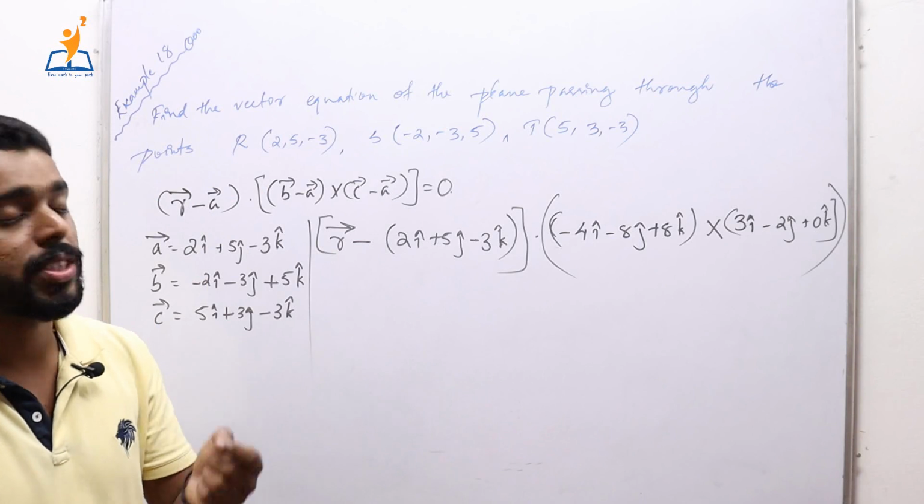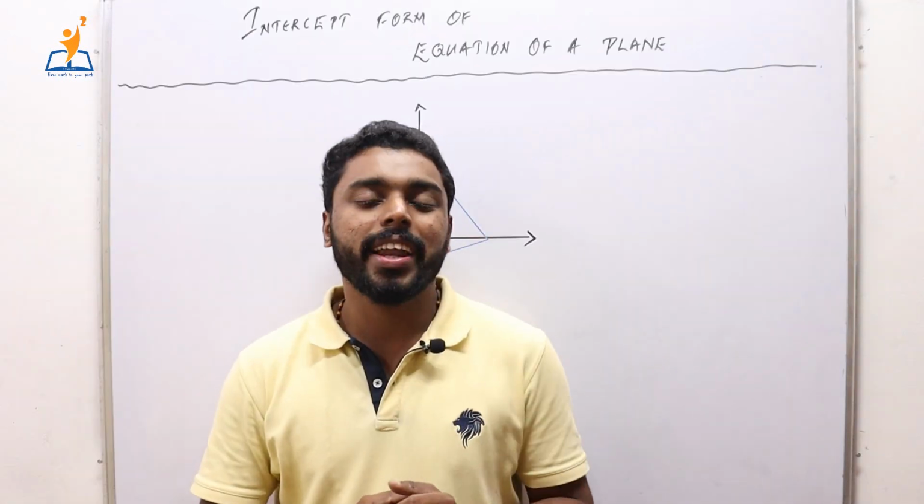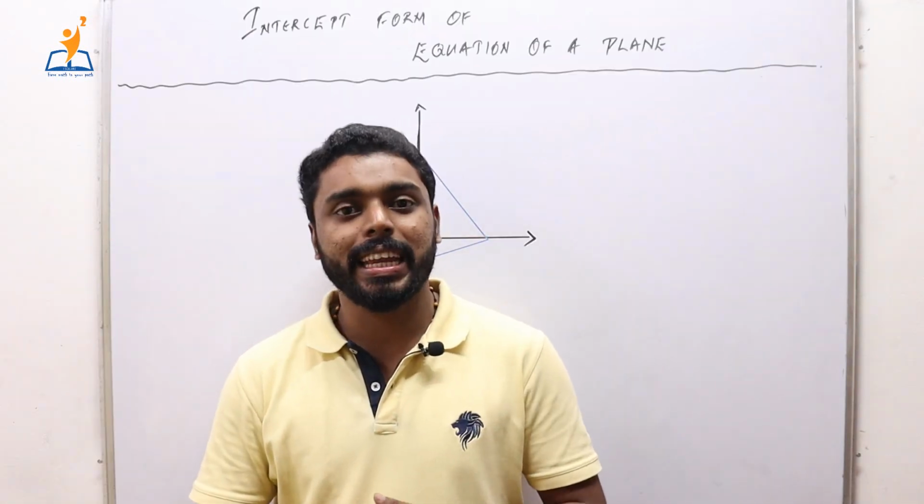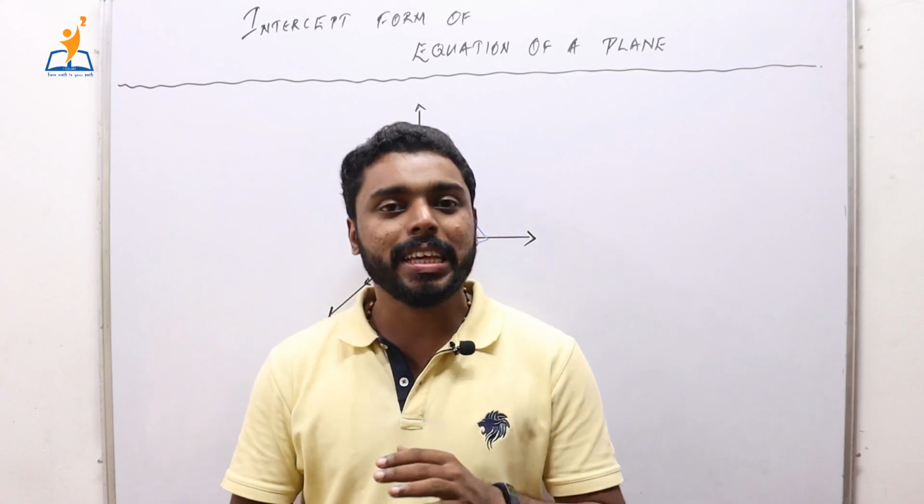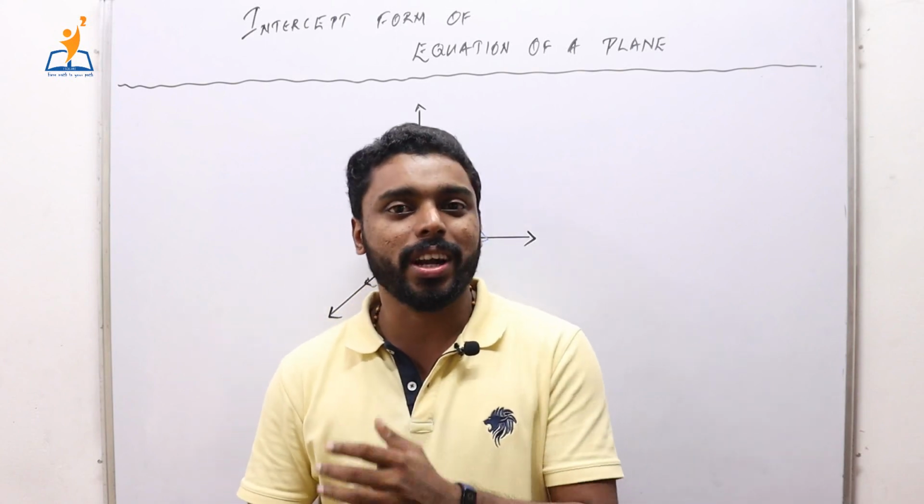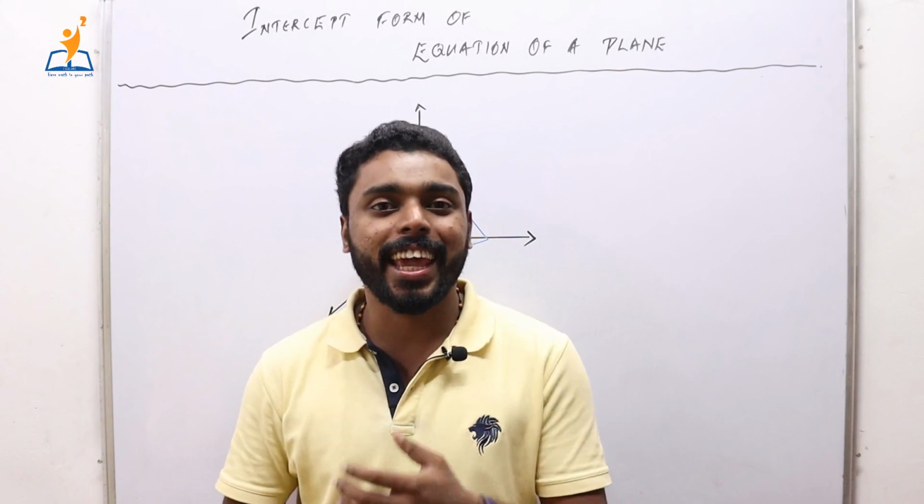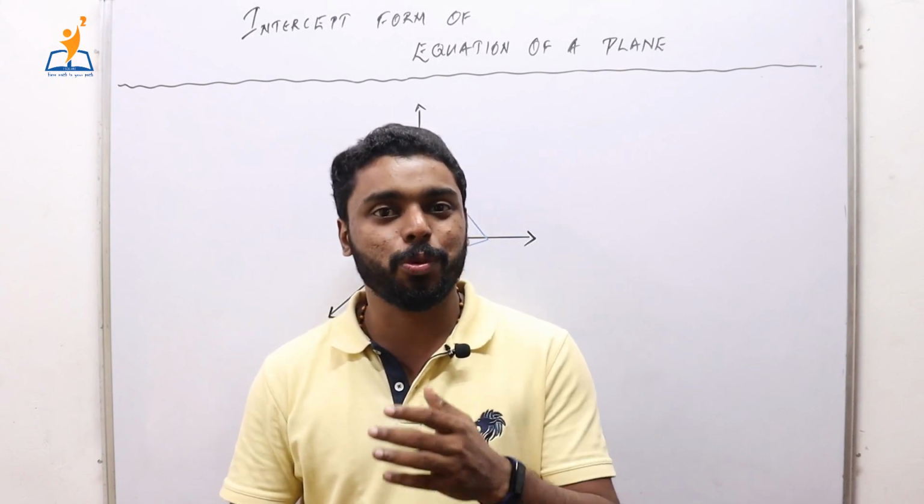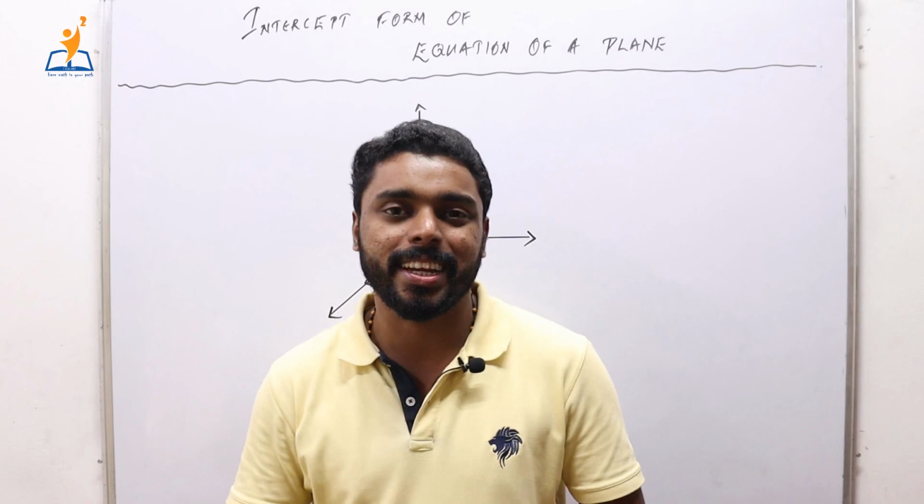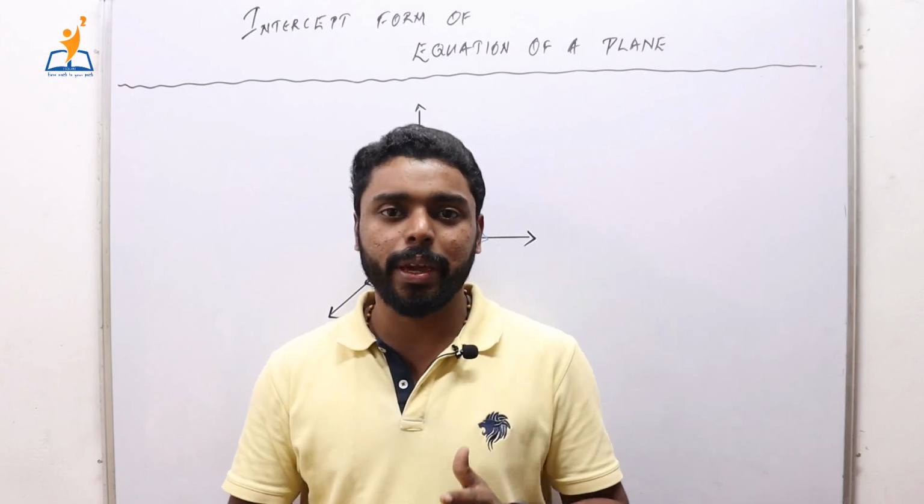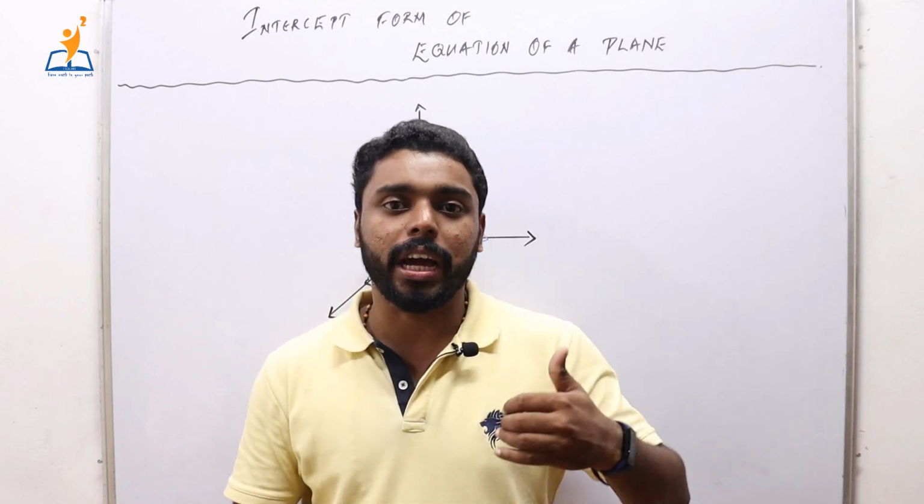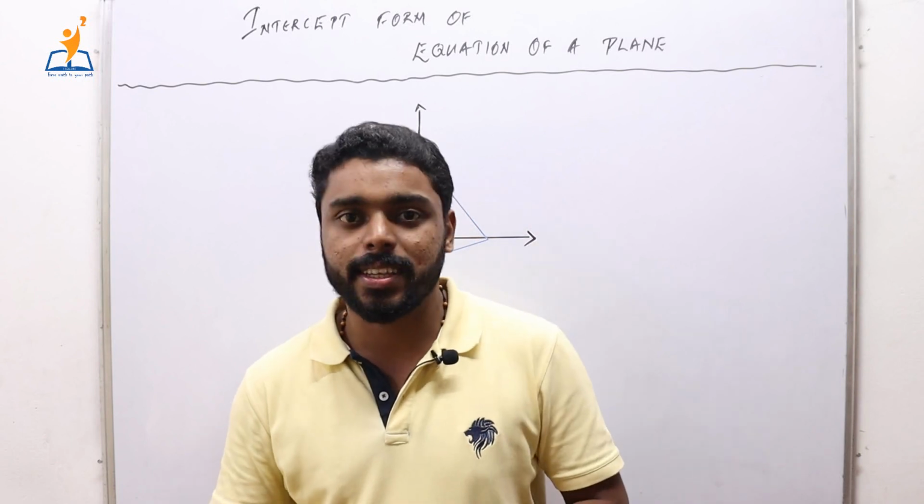Now we shall move to the next concept. Now we shall derive the equation of a plane in intercept form. By the word intercept, you know what it means. You learned that in class 11 of your textbook in the chapter on 2-dimensional geometry, isn't it? The word intercept itself means the distance from the origin at which a line cuts the axis, isn't it?